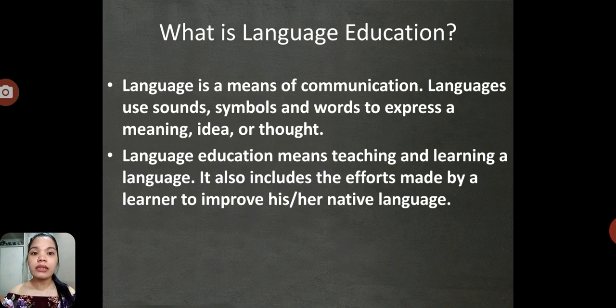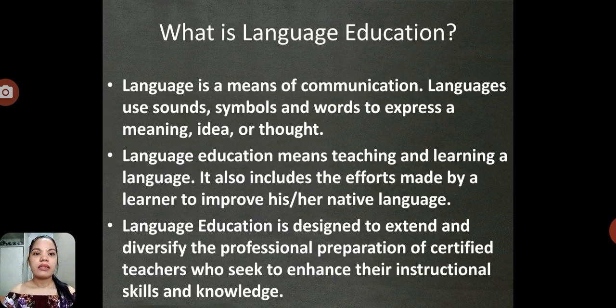In language education, you will be taught how to speak the language fluently, how to use it in the right usage, or how to speak it in communicating with someone. Language education is designed to extend and diversify the professional preparation of certified teachers who seek to enhance their instructional skills and knowledge.